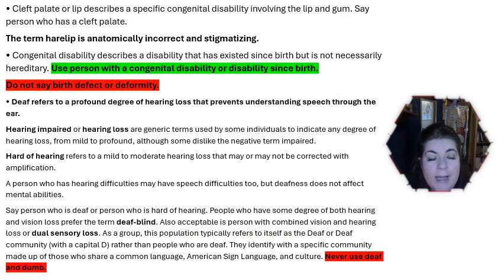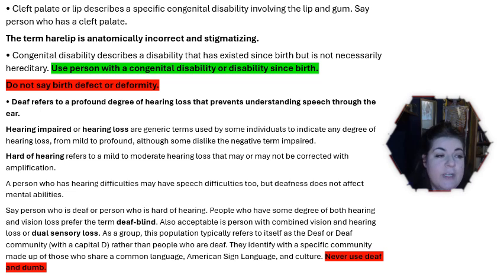Cleft palate or lip describes a specific congenital disability involving the lip and the gum. You'll often see it split up here and sewn back together surgically. Say a person who has a cleft palate. The term hair lip is a no-no. That is anatomically incorrect and stigmatizing.